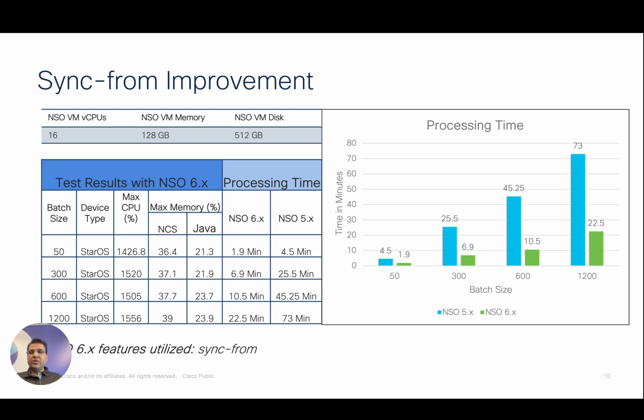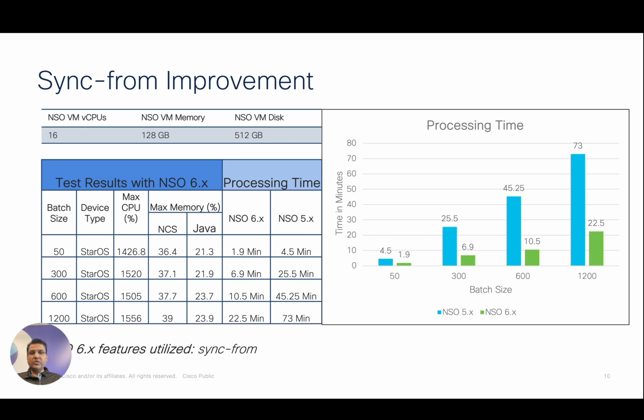Here we have captured the CPU and memory utilization by NCS and the Java process. In addition to that, we have monitored the overall processing time to complete these operations. So if you see the result, in NSO 6.x you can see a drastic improvement in the sync-from process. It is almost taking 1/4 of the total time taken in NSO 5.x. Great improvement, right?